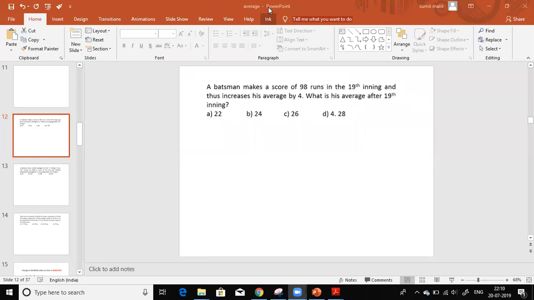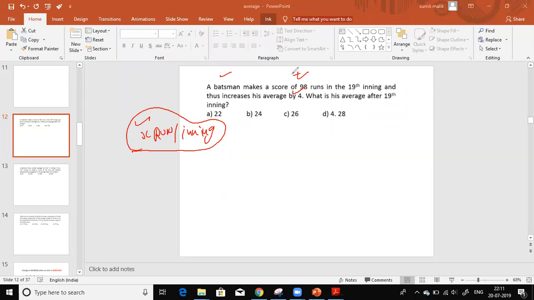Okay, now look at the solution. What is it saying? A batsman scored 98 runs in his 19th inning, thus increasing his average by 4. Suppose, I don't know his average, so I am assuming Virat Kohli is scoring X runs per inning. That is his average, okay? Average is nothing but runs divided by innings.